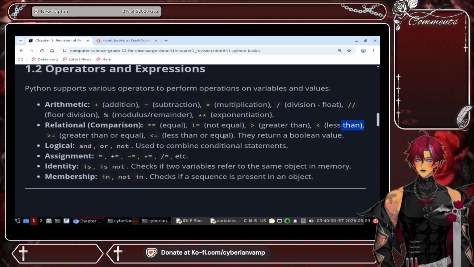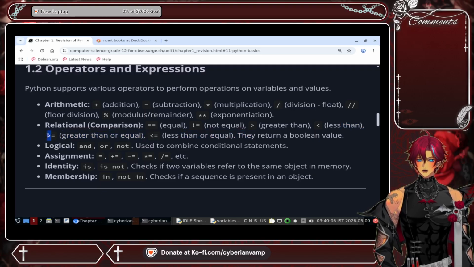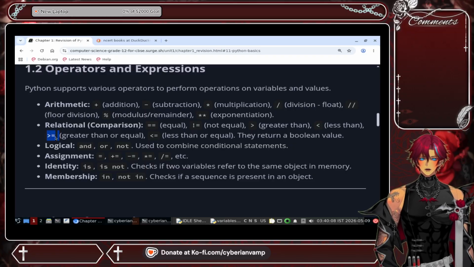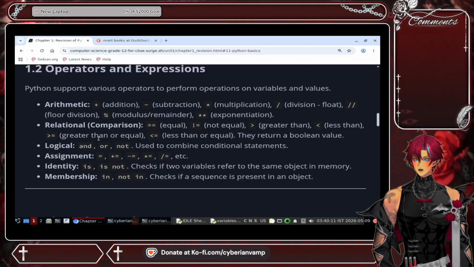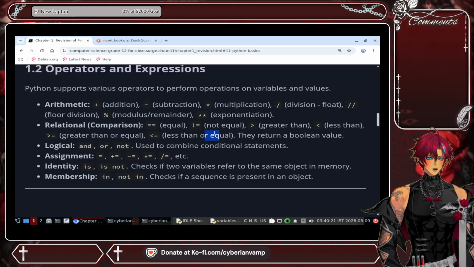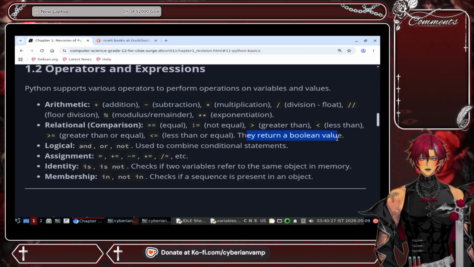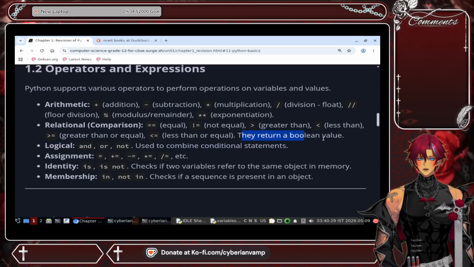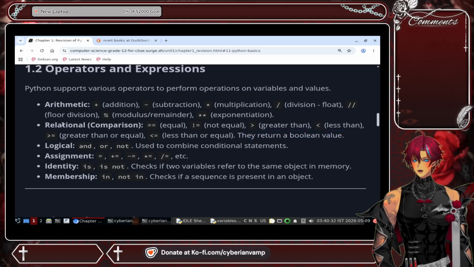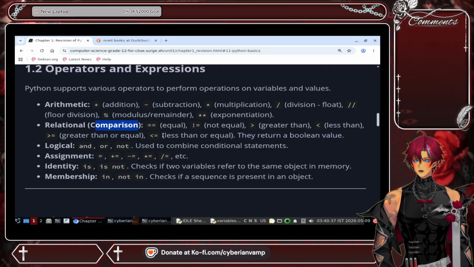There is also greater than or equal to and less than or equal to, which means it will give you true if the relation between the two operands is greater or equal. In the same way, if the operator is less than or equal to the operands we are comparing, then that will be your relational operator. They typically return a Boolean value, which is true or false. So all the relational or comparison operators will return a Boolean value.